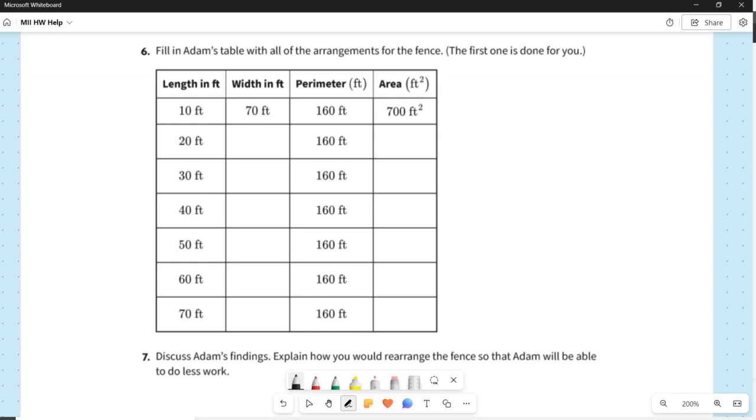The next entry is, well, what happens when the length is 20 feet? If the length is 20 feet, we've got a rectangle that looks, I'll do this over here on the right, maybe something like this. And the length is 20. One of the properties of rectangles is that opposite sides have equal lengths, which is obvious. So if that's 20, then this is also 20. And we don't know the width.